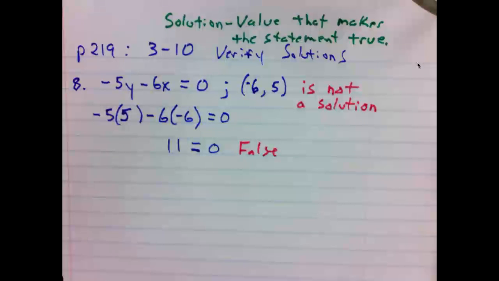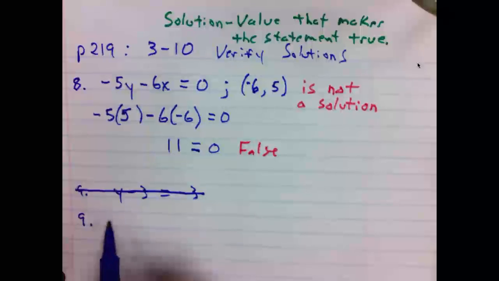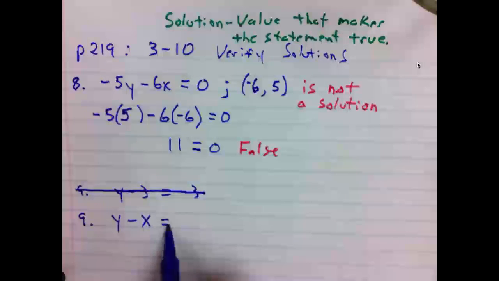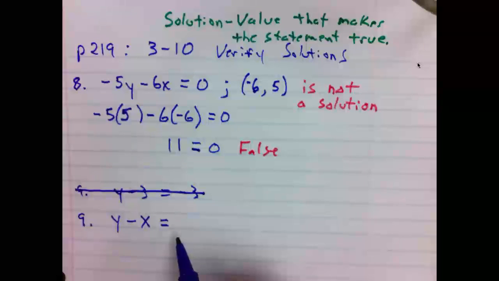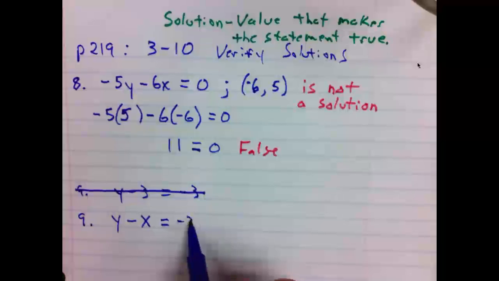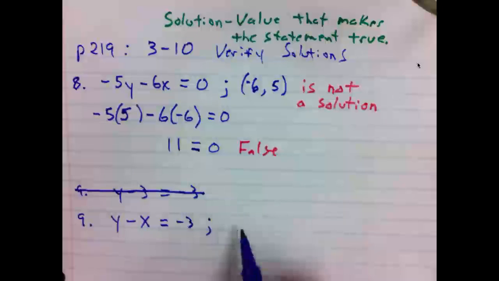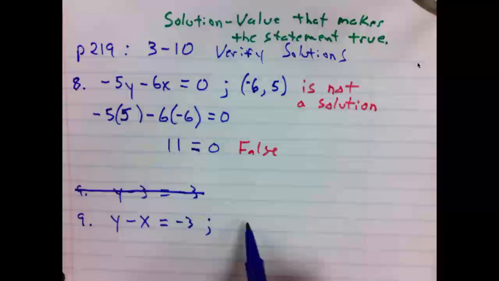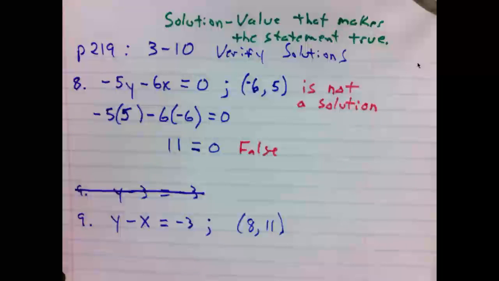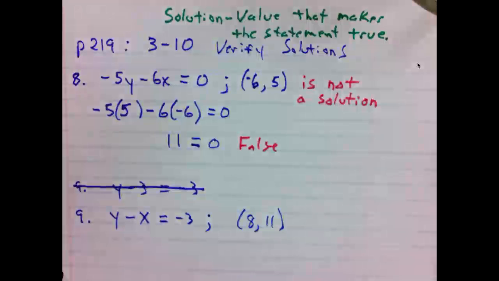One more problem. Number 9. y minus x equals negative 3. And they are to verify the solution, 8 comma 11. And it shows the students' work thusly.